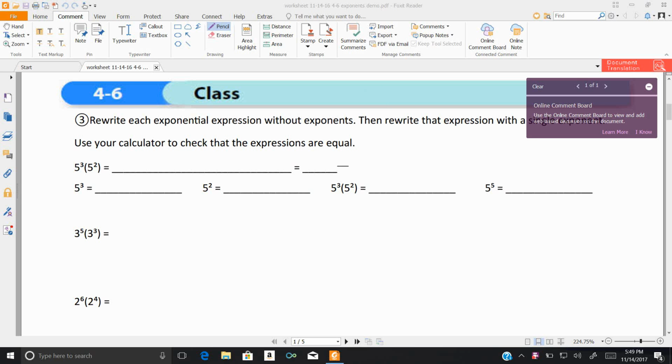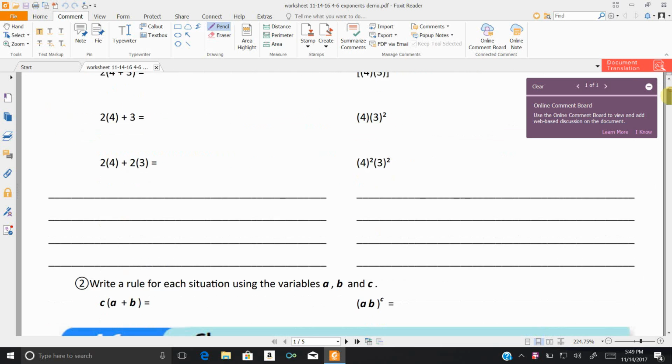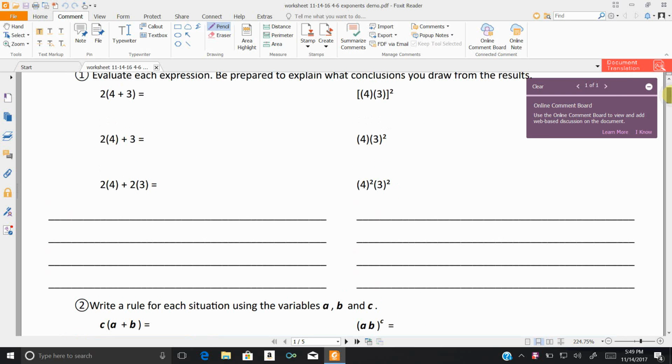Welcome to the video for the exercise that we did, the classwork on exponential expressions for the Math 050 class. First of all, we started off with our do now, where we just did some calculations. First of all, 2 times the quantity 4 plus 3, that is really 2 times 7, which is 14.